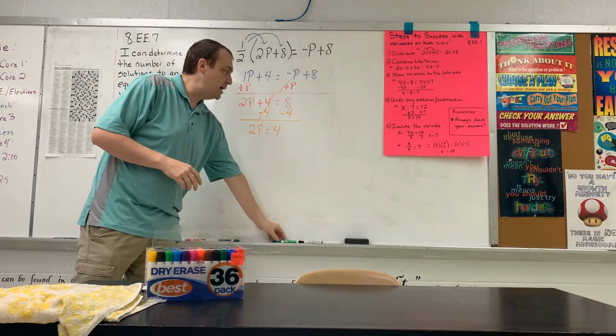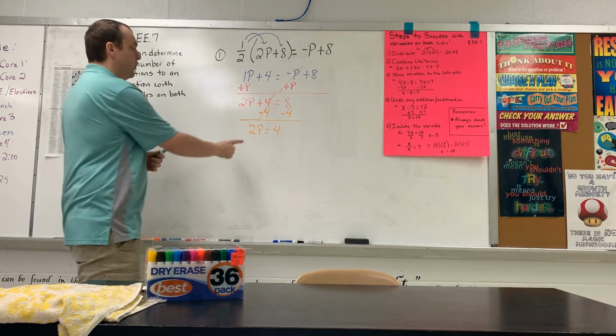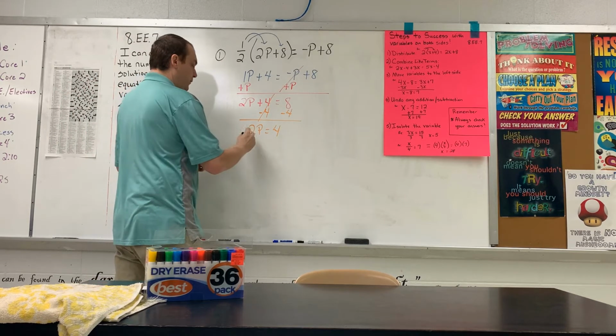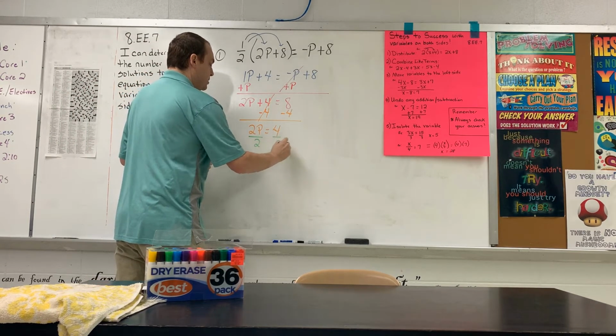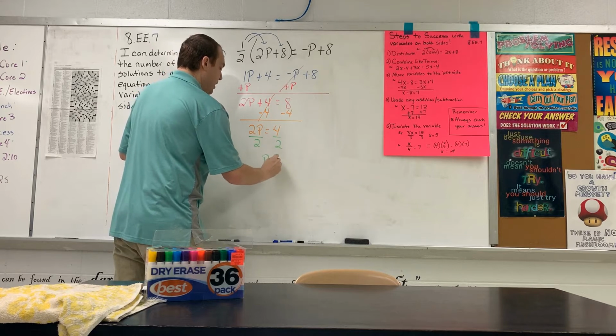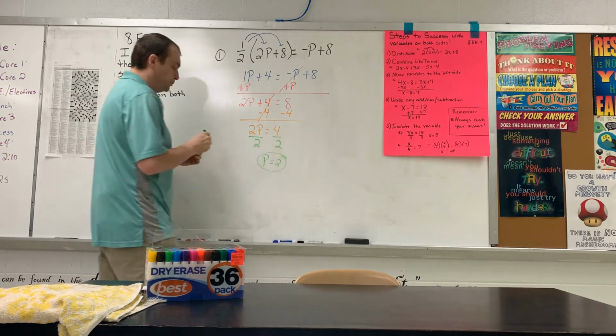All right, our last step says to isolate the variable. Well, we want this p by itself, so we're going to do the opposite again. Divide by 2, and you're left with p equals 2.